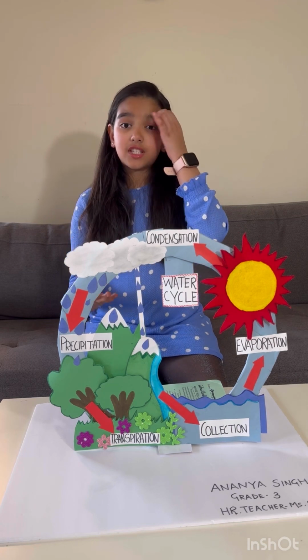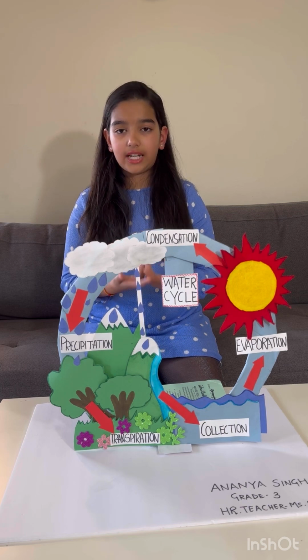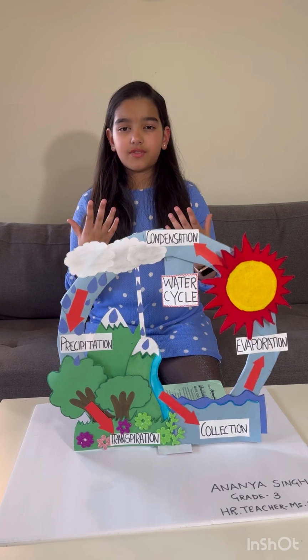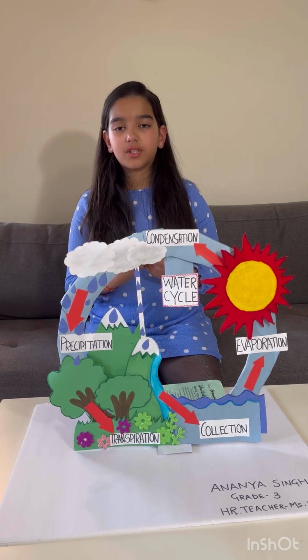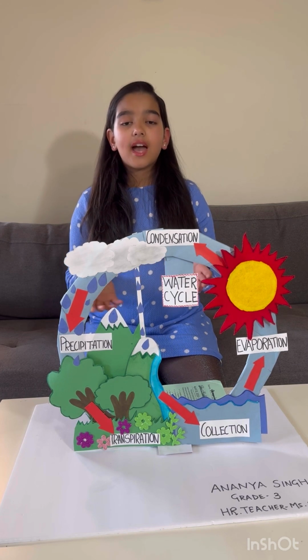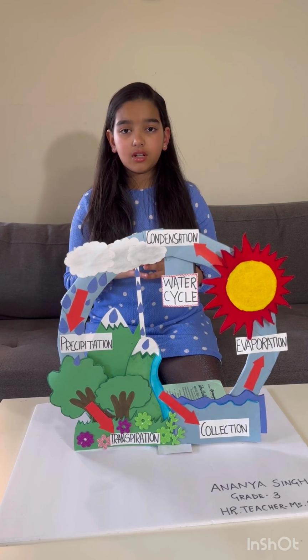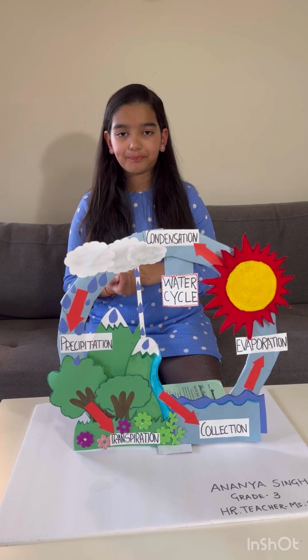Then transpiration, that is the water on the plant leaves that goes in the atmosphere and also turns into water vapor. Then when they both go in the atmosphere, they turn back into tiny water droplets, and then they come together and then they form one big cloud, and that's called condensation.